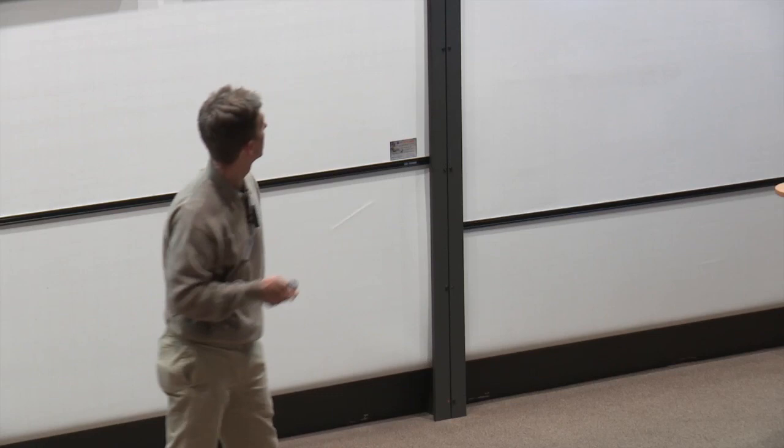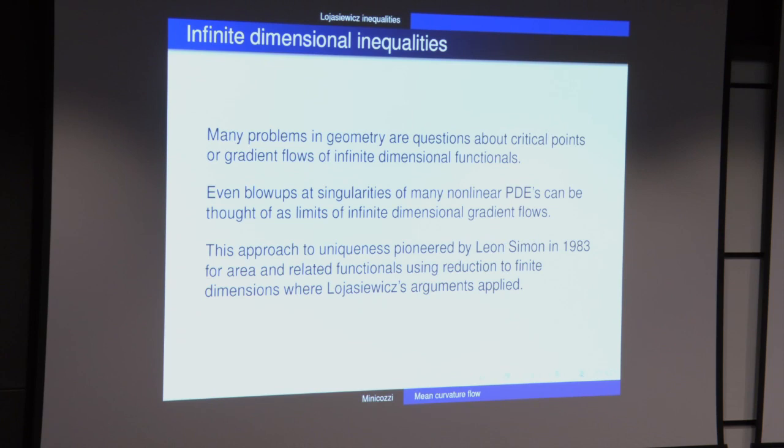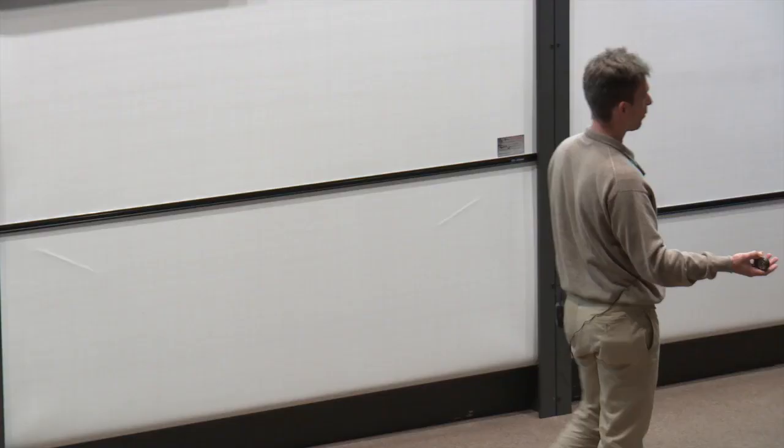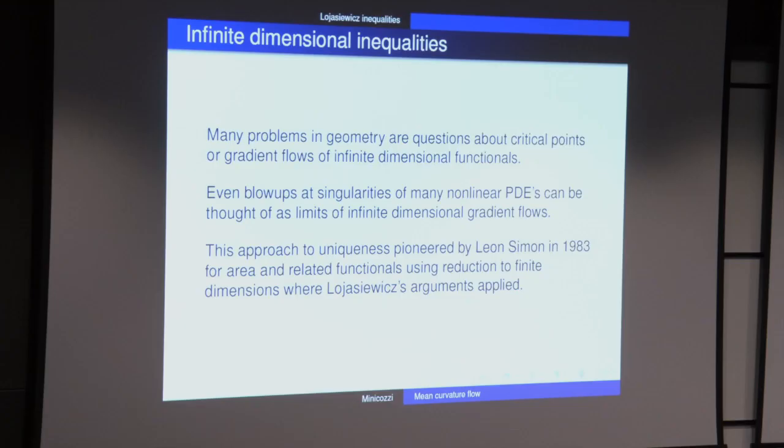So how does this connect here? Many of the geometric PDEs that we look at can be thought of as gradient flows, but now for a function on some infinite dimensional space. One obvious example is mean curvature flow. Mean curvature flow is a gradient flow for the area function. It's the steepest descent for area. As you run the flow, suppose you'd like to know that you go to a unique limit. Then you would think about something like a Łojasiewicz inequality in order to try and prove that, but now on this infinite dimensional space.